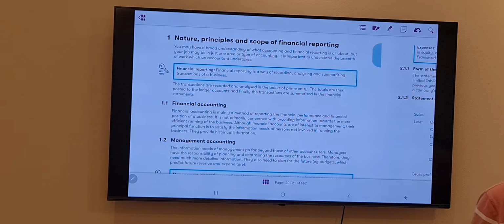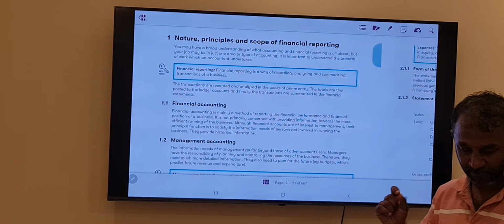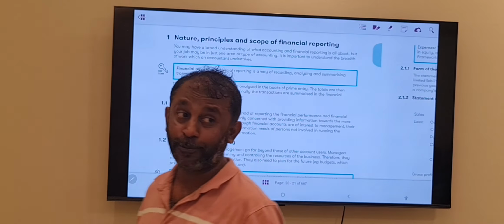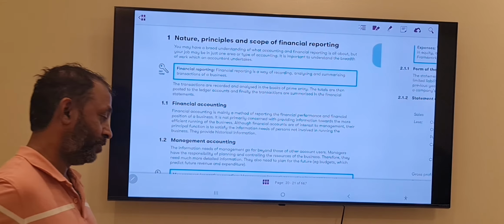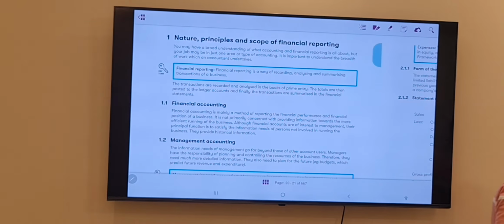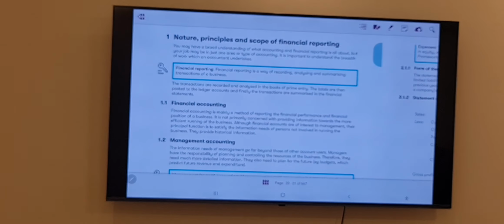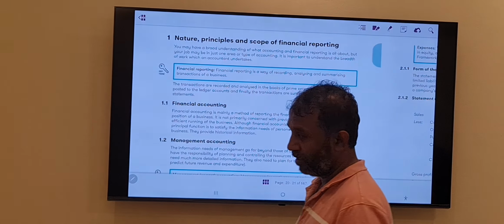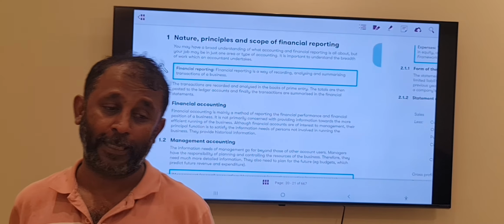Accounting, types of accounting, next one. You can say types of accounting. Under that, the first one, financial accounting.